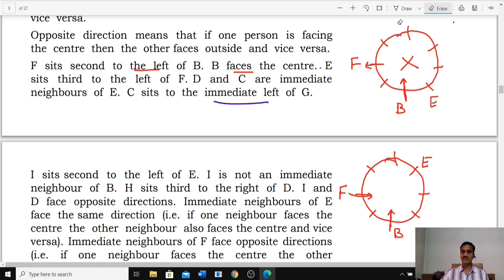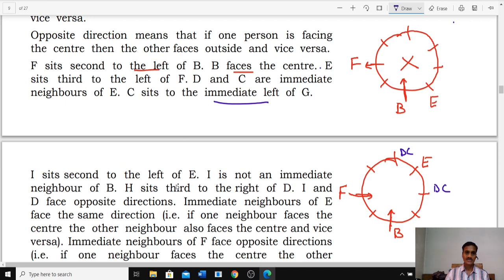As D and C are immediate neighbors of E, if D is here then C is here, and if D is here then C is here. Next one, C sits to the immediate left of G. If G is here then C is here, and if G is here then C is here. There are two different possibilities.